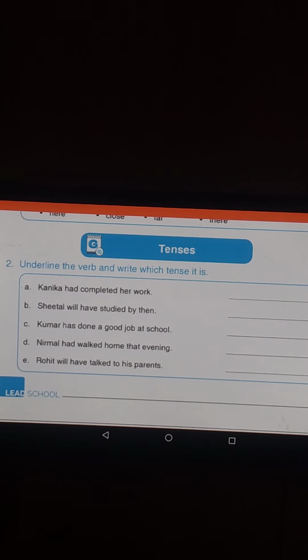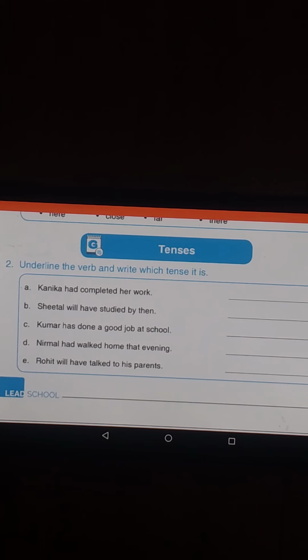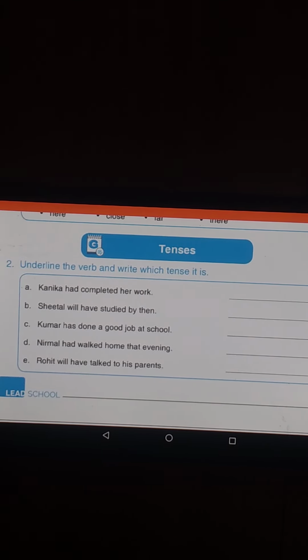So read out the given sentence, underline the verb in the given sentence and write whether it is present, past, future or continuous tense in the given dash, children. Find out the verb and mention its type of tense in the given dash. Take 3 minutes to finish it out, children. Start to read and do this.